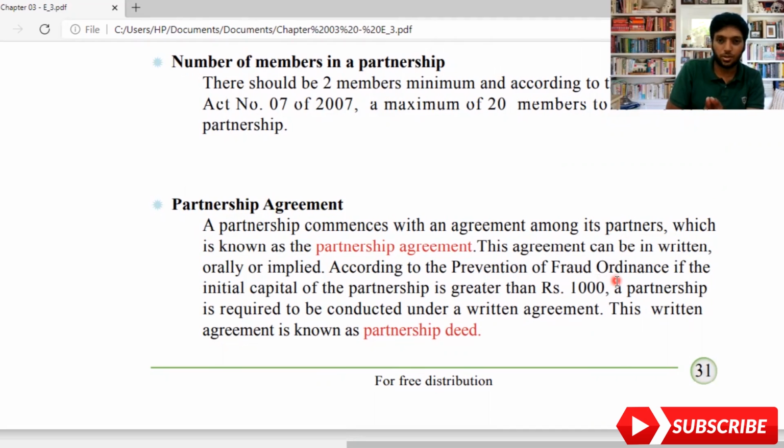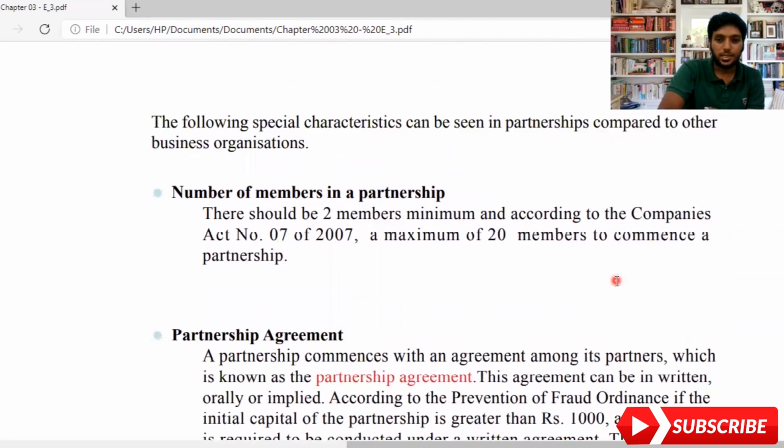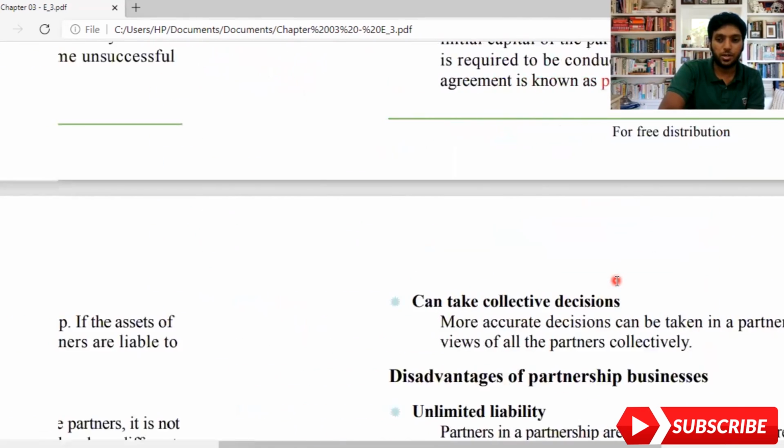Your examiner can ask about these areas, and you need to be very careful because partnership and sole proprietorship are tested in the past papers every year. So be very careful when you write the answer. The Prevention of Fraud Ordinance speaks about 1,000 rupees and more than that. And the written partnership agreement we call a partnership deed. I hope you understood this second characteristic. Let's move on to the next part.